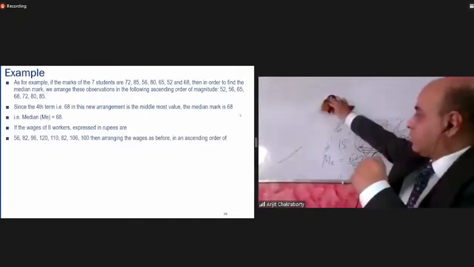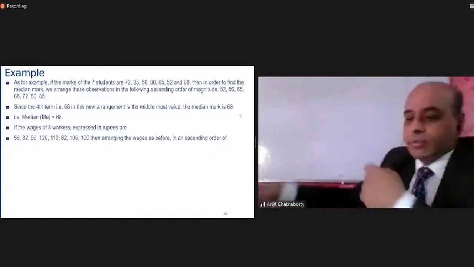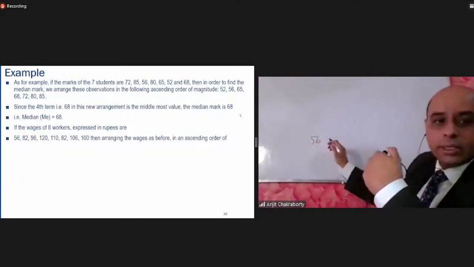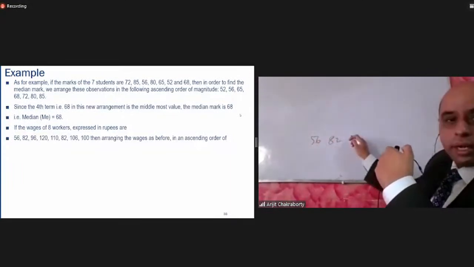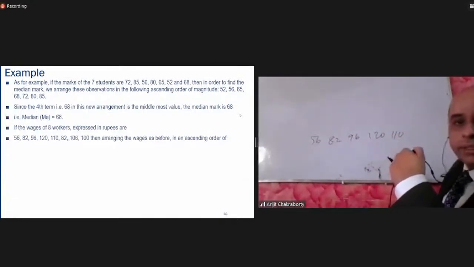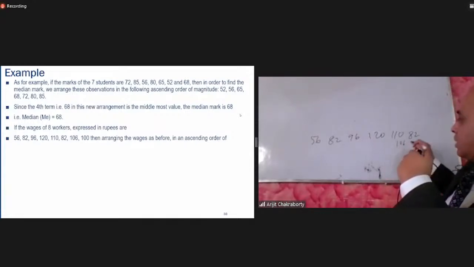Okay, let me just solve this problem. These are the easier ones, and then we will see the frequency distribution also. The wages are 56, 82, 96, 120, 110, 82 again, 106 and 100.